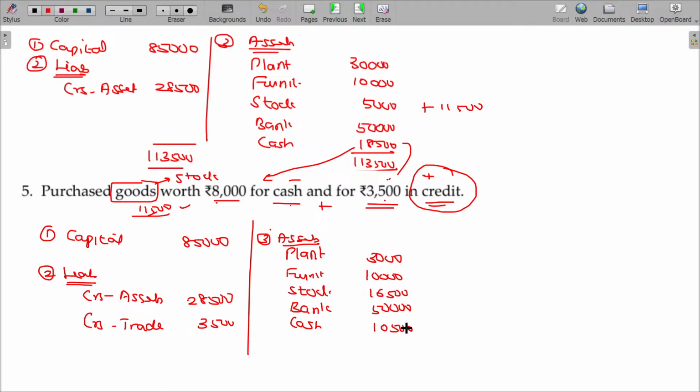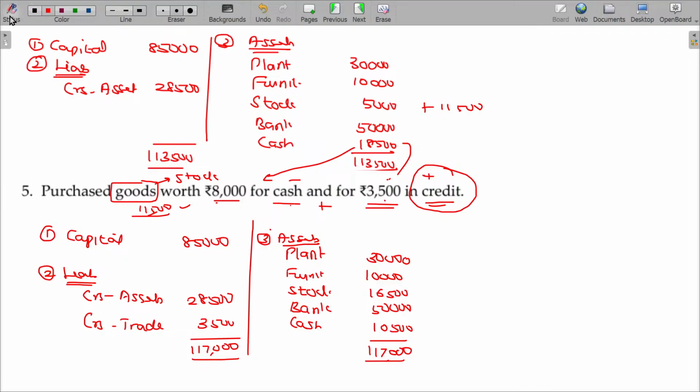Now get the total. What is the total of the capital and liabilities? Come on, use the calculators. Is it 1,17,000? Yes or no? Plant value 30,000. Right. Cross verify this. 1,17,000 rupees. Is that clear? Always use the calculators. Clear?